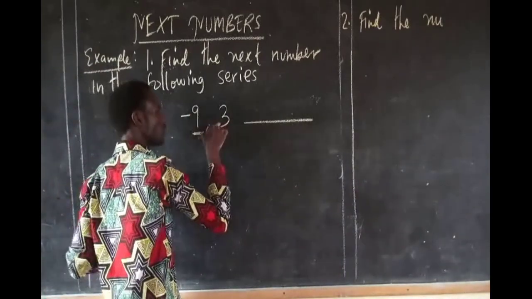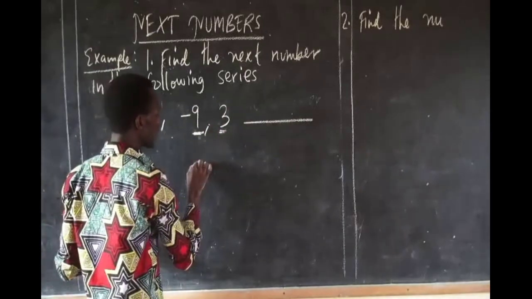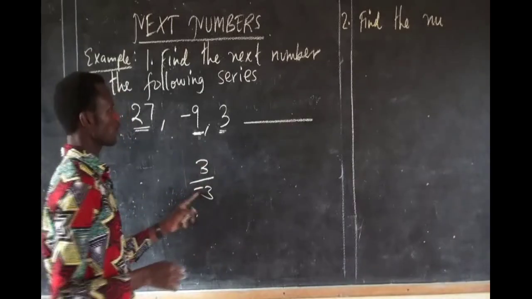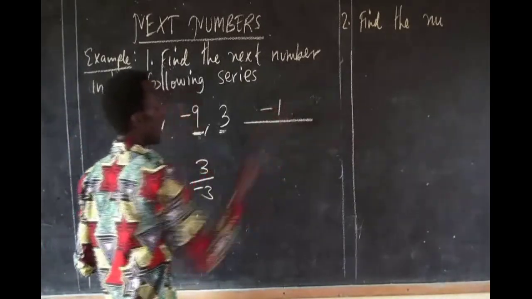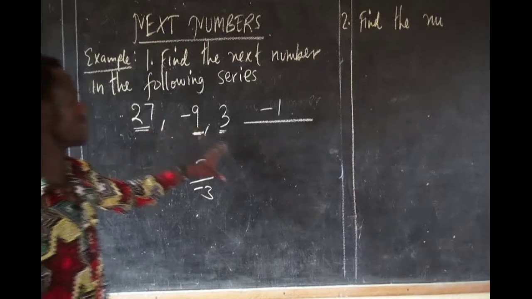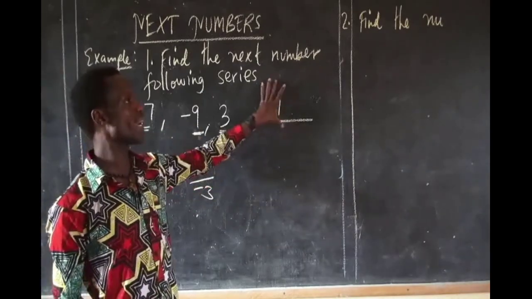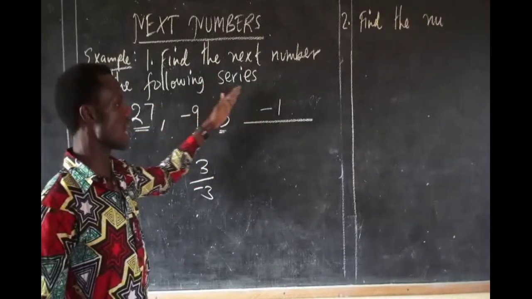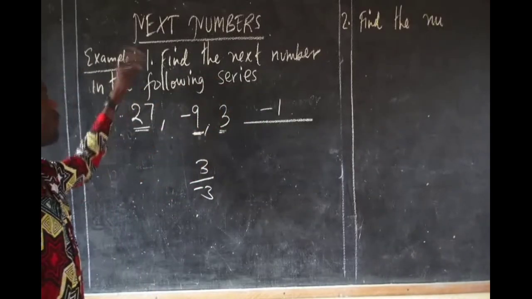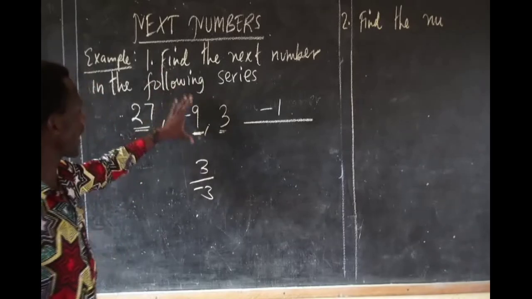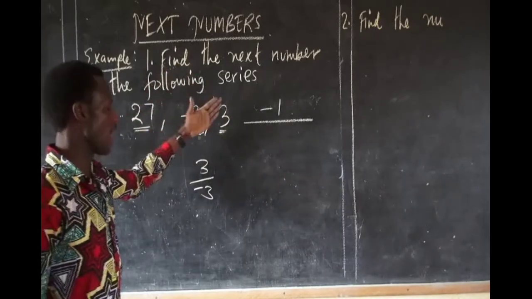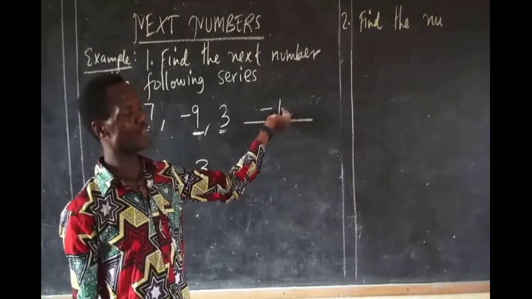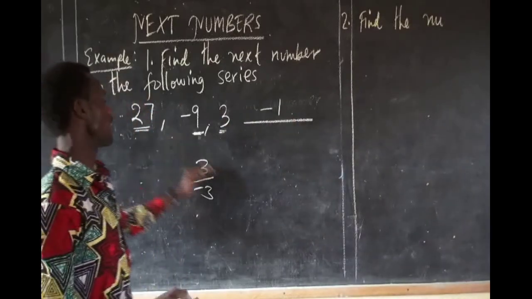The same applies here. You take this 3 and divide it by -3. So 3 divided by -3 gives -1. Therefore, the next number in the series is -1. I've written this -1 after identifying that the number before was divided by -3 to obtain the number after. So the next number here is -1.